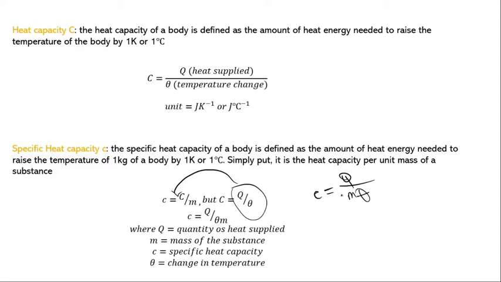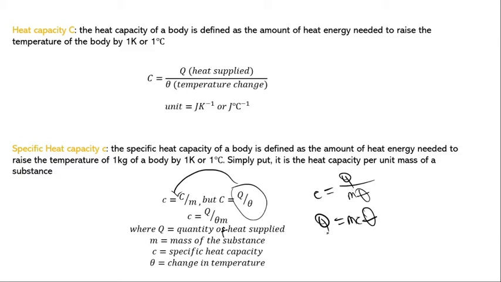Now if we make the heat energy or the heat supply the subject, we get Q equal to mcΔθ, where our Q is the heat. This is the quantity of heat. So our Q is the quantity of heat supplied, our m is the mass of the substance, our c is the specific heat capacity, and our Δθ is the change in temperature.